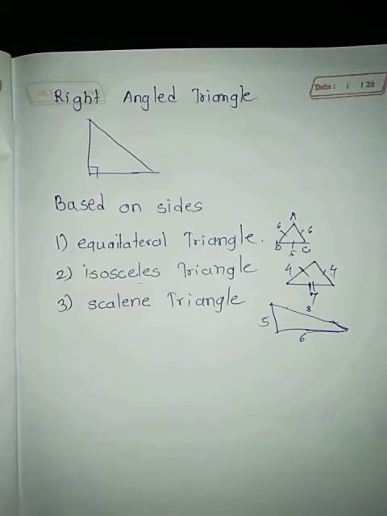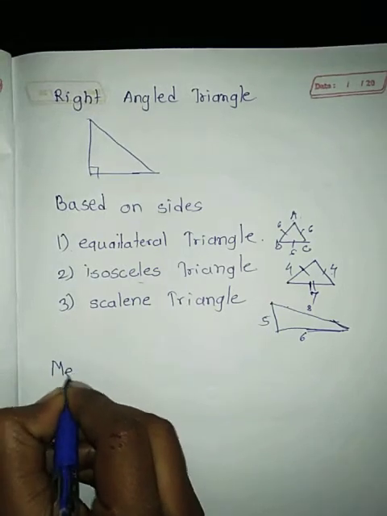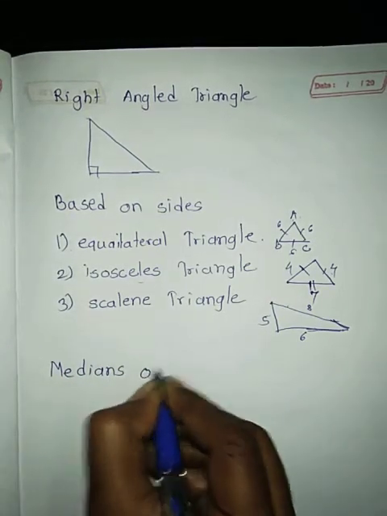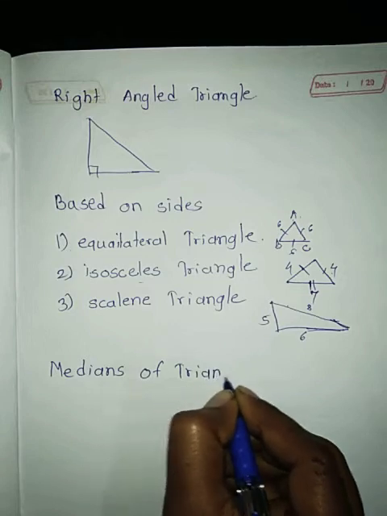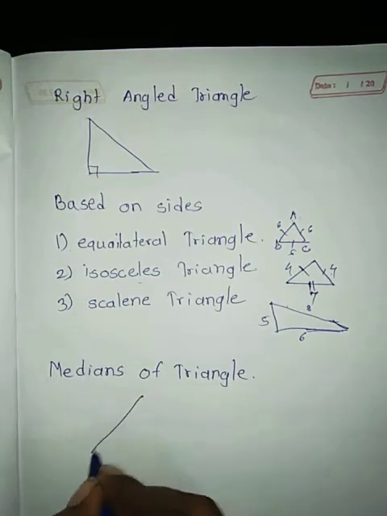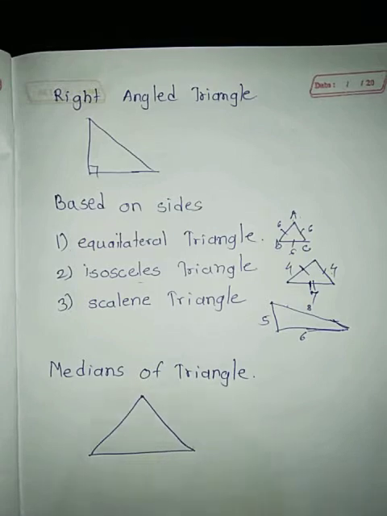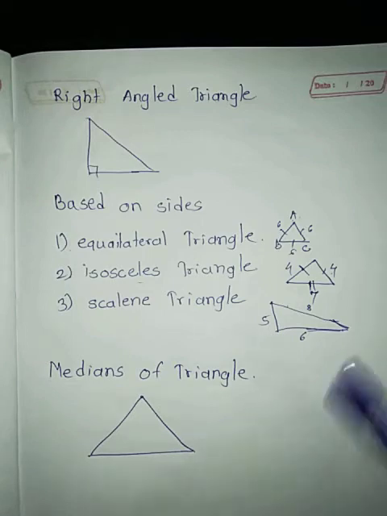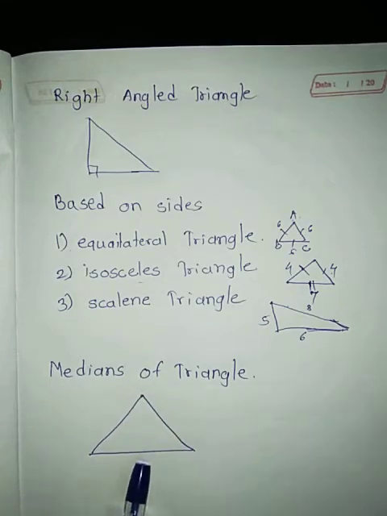Now the main point of this chapter is that we have to discuss medians and altitudes of a triangle. Then what do we mean by median? Medians of a triangle. Now suppose this is a triangle, and the median is nothing but the line which joins one vertex and the midpoint of the opposite side.